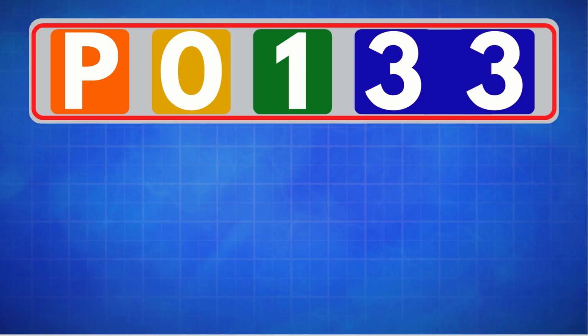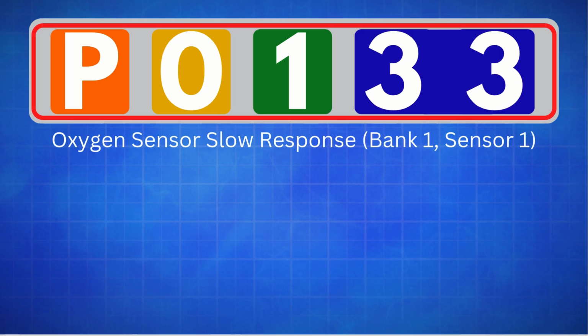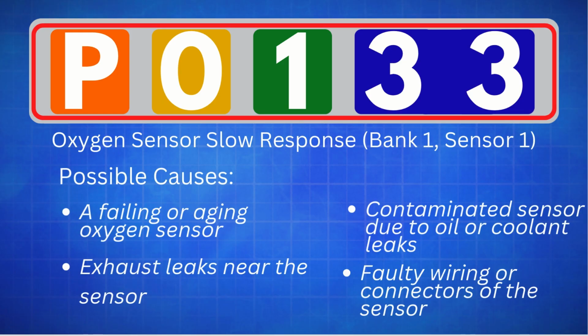Next, we have P0133, which stands for O2 sensor circuit slow response. This code indicates that the oxygen sensor in bank 1, sensor 1 is taking too long to respond to changes in the air-fuel mixture. Some common causes include a failing or aging oxygen sensor, exhaust leaks near the sensor, contaminated sensor due to oil or coolant leaks, or a problem with the wiring or connectors of the sensor.